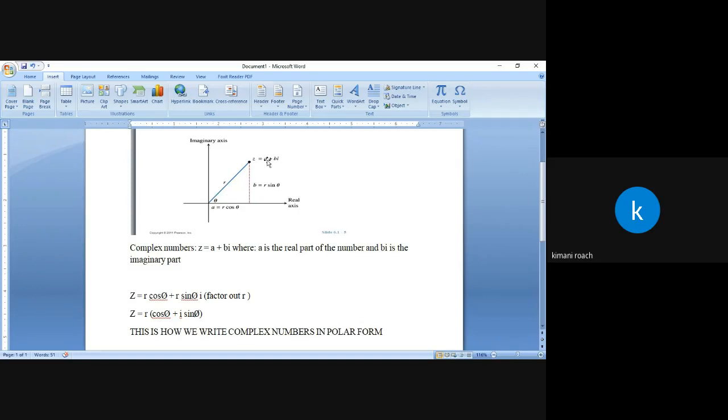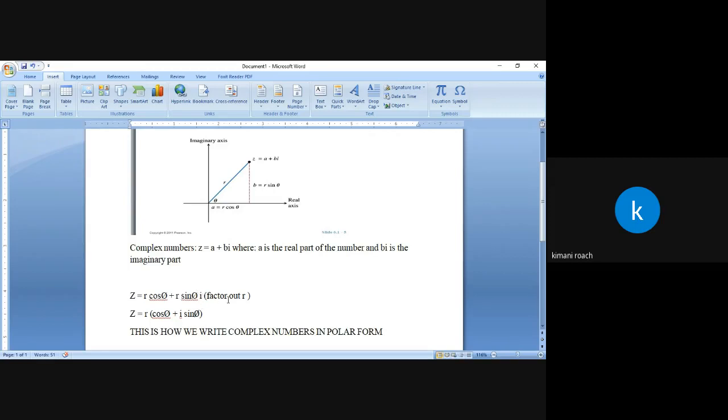So what we can do is replace a with r cos theta. And that's what we're doing here. We replace a with r cos theta, plus we're replacing b with r sine theta and replacing our imaginary number. All right. So bi is going to be r sine theta times our imaginary number i. So z is equal to r cos theta plus r sine theta times our imaginary number.